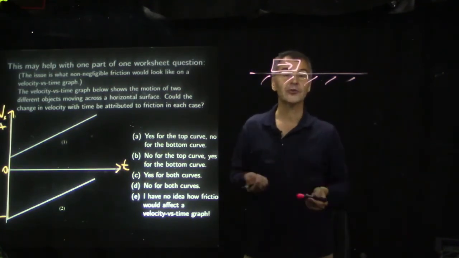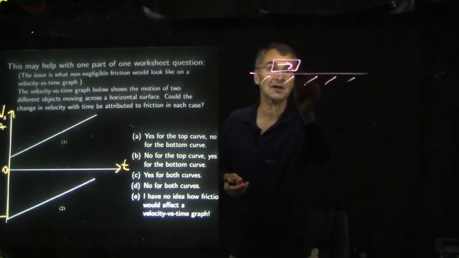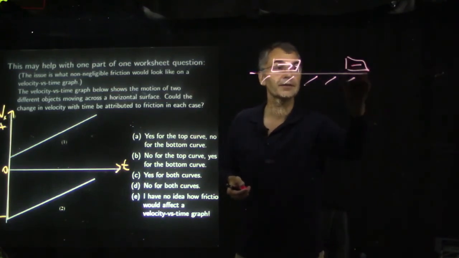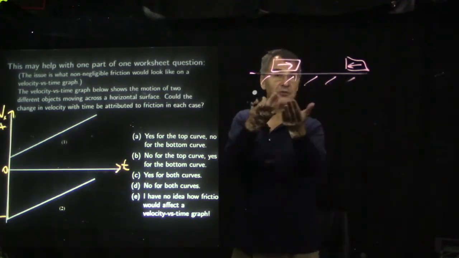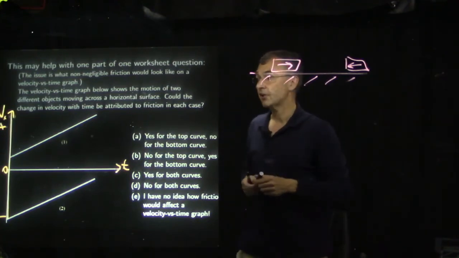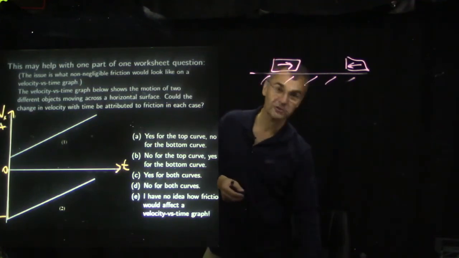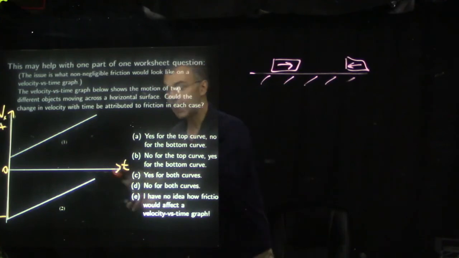It makes the object slow down, right? And so if it's moving this way, then friction tends to cause it to slow down. If it's moving this way, friction also causes it to slow down. So friction reduces the speed, right? It reduces the magnitude of the velocity. So friction can cause a decrease in the magnitude of velocity. Friction can decrease speed. What's happening here?